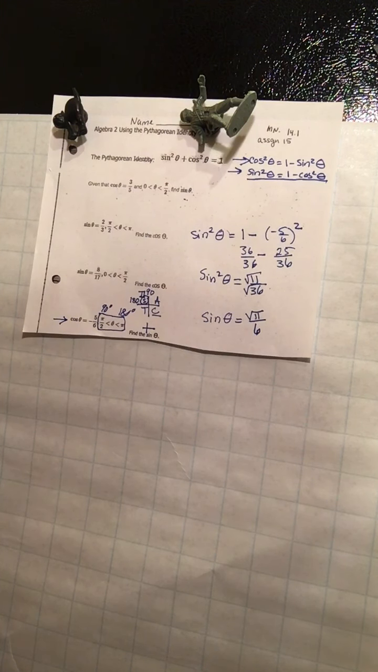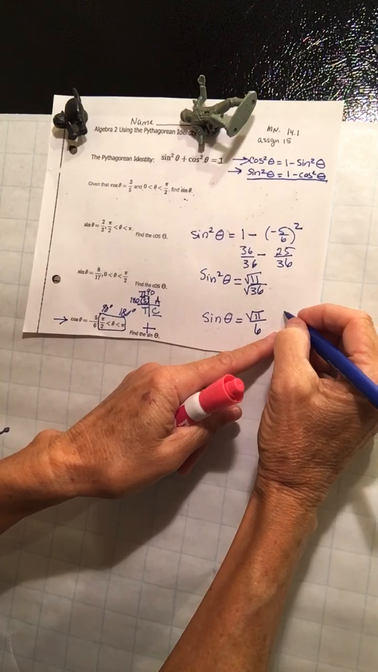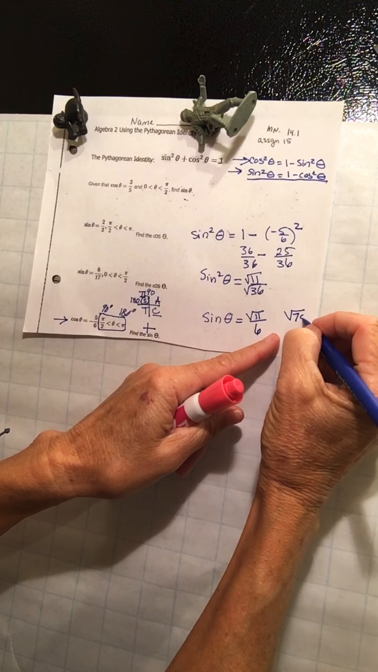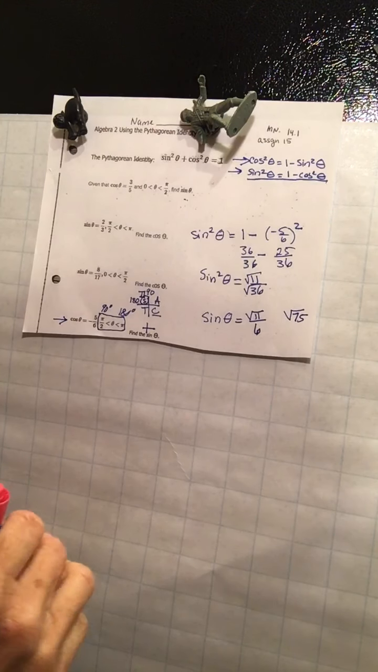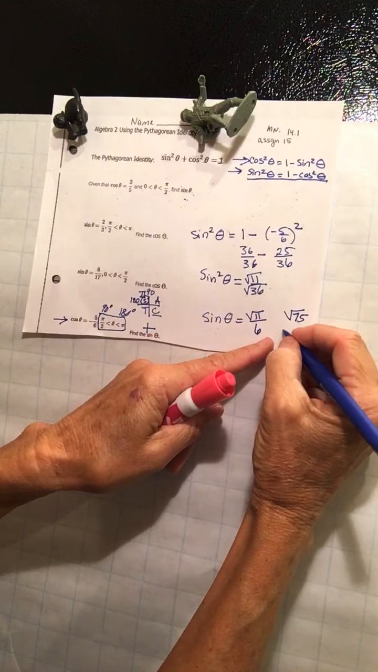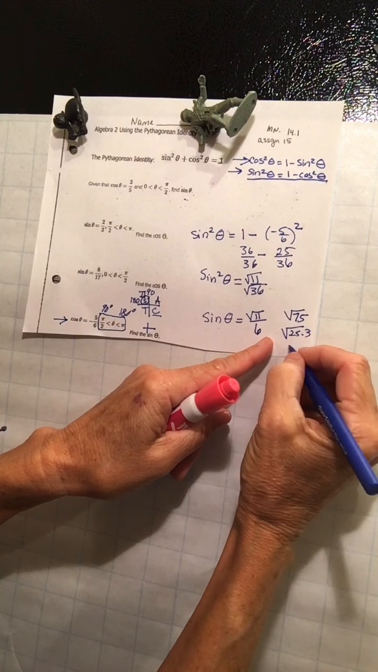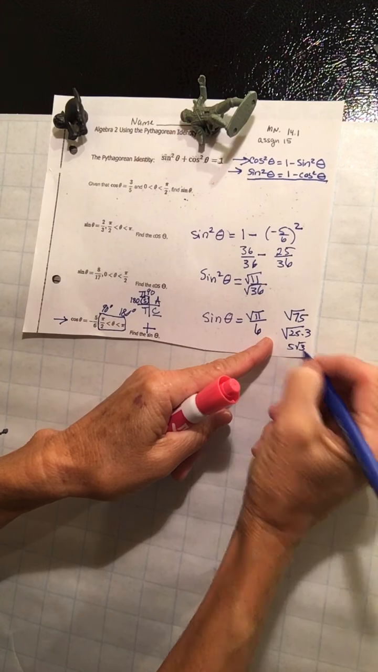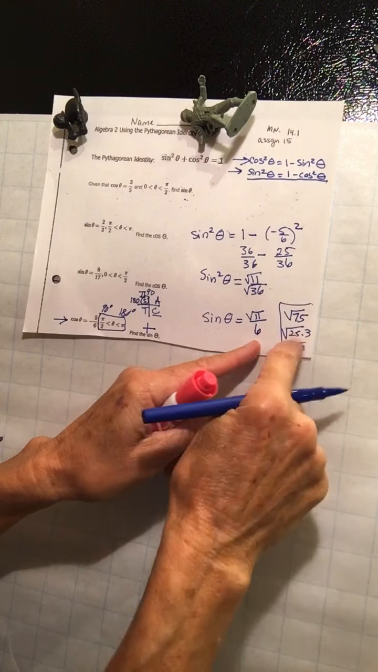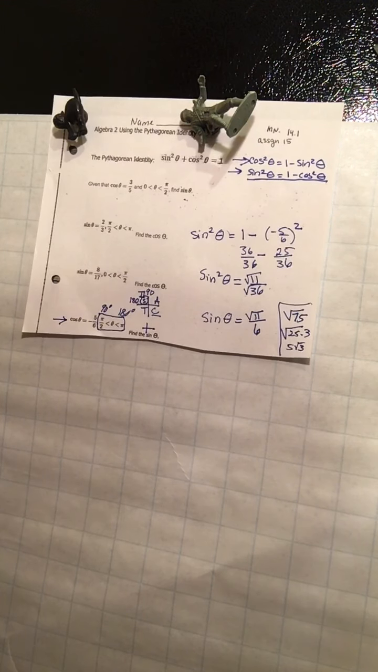And by the way, I think it was the second to the last one. Some of you left the square root of 75 not simplified. No, you have to simplify that because that can be broken down into 25 times 3. Square root of 25 is 5 radical 3. That was the second to the last one on your worksheet. Okay, so there you have the Pythagorean identities.